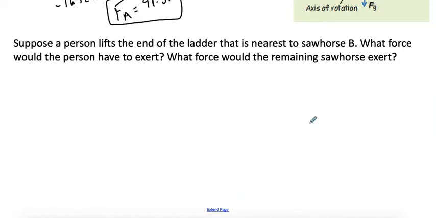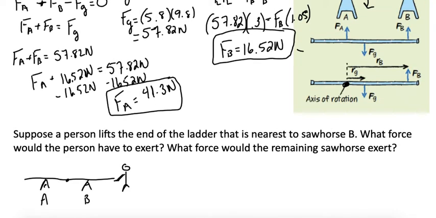All right, suppose the person lifts the end of the ladder that's nearest to sawhorse B. What force would the person have to exert? What force would the remaining sawhorse exert? Okay, so we got our sawhorse again, or our ladder. This is sawhorse A, and then this is sawhorse B, and then we have a person now lifting that from the end. Okay, so we got gravity there, and those are not perfectly equal.